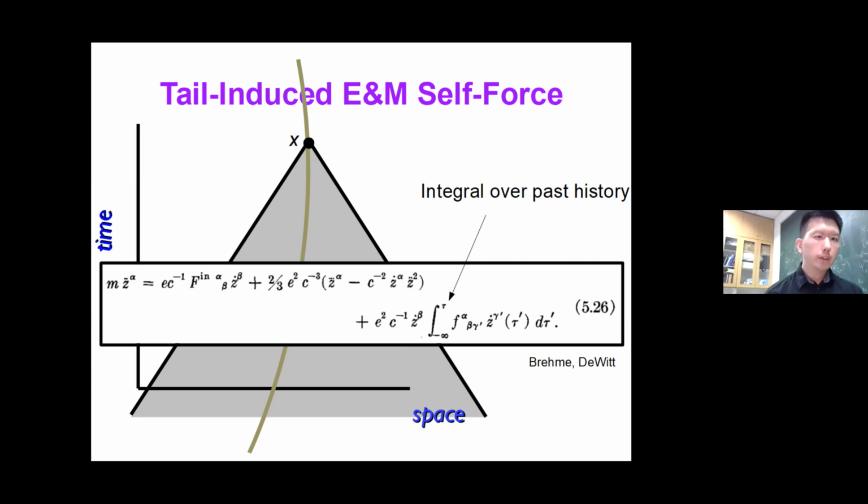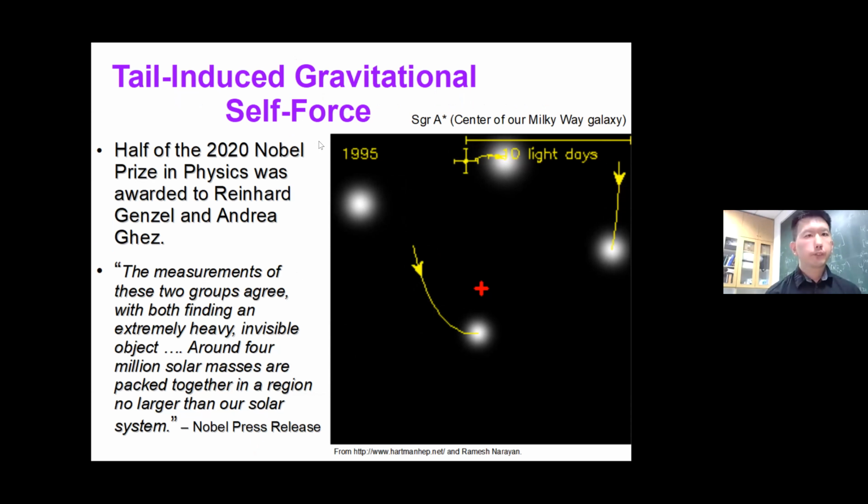So let me just highlight again the first such result, due to DeWitt and Brehme. And so now we understand that this term in equation 5.26, integrating over the proper time of the charge from minus infinity to the current time, in fact corresponds to the integral over the entire past history of the point electric charge. And that's because electromagnetic radiation, again, develops a tail in curved space.